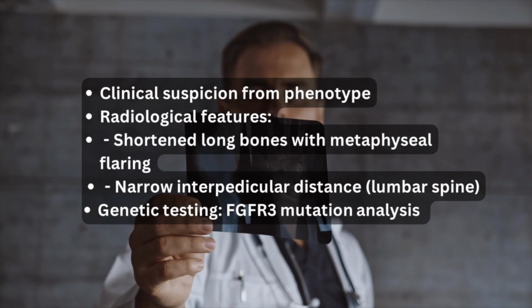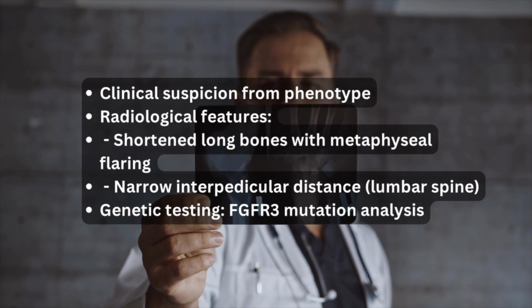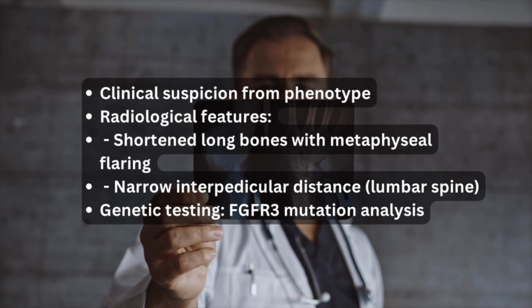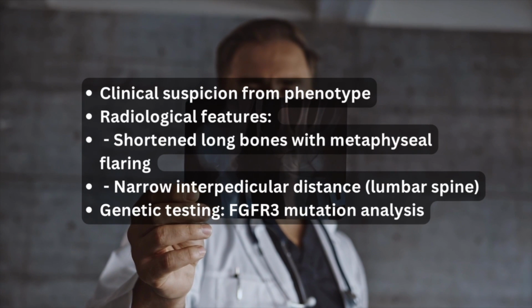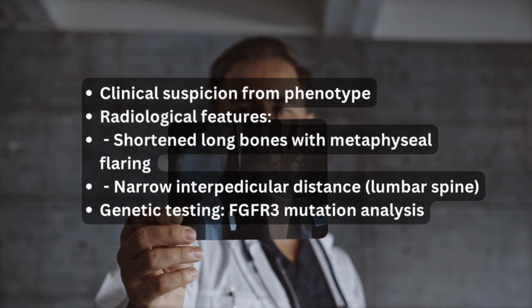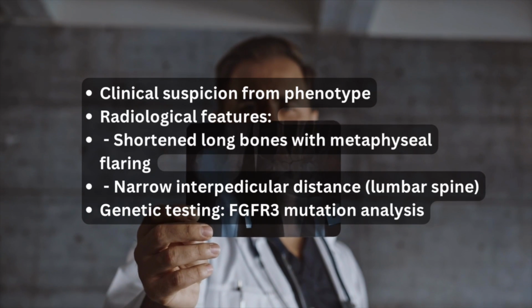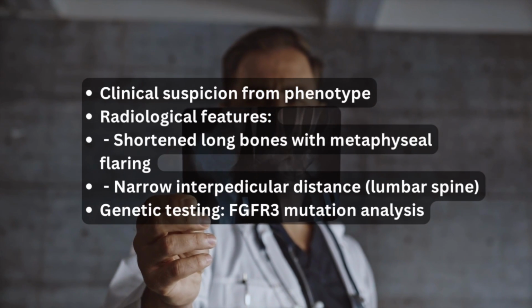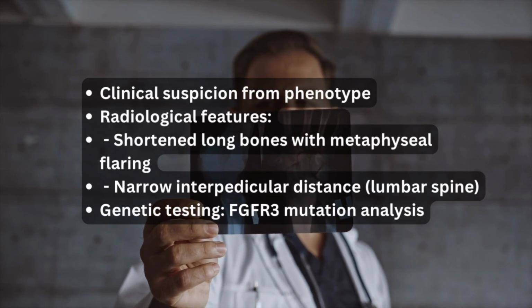How to make the diagnosis? The clinical phenotype leads to suspicion. Then we need to consider the radiological investigations, which may show shortened long bones with metaphyseal flaring, narrow interpedicular distance in the lumbar spine, and genetic test for FGFR3 gene mutation.